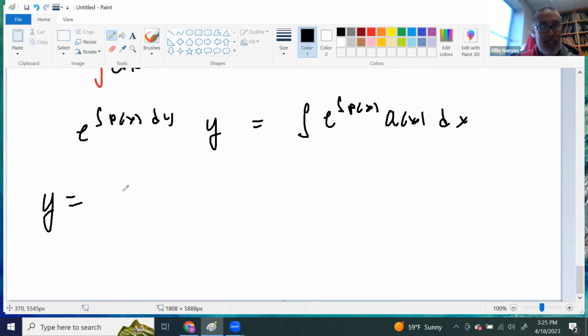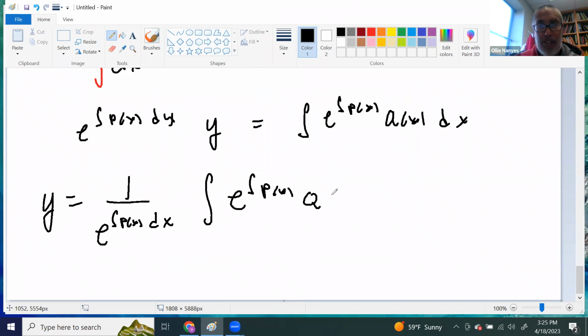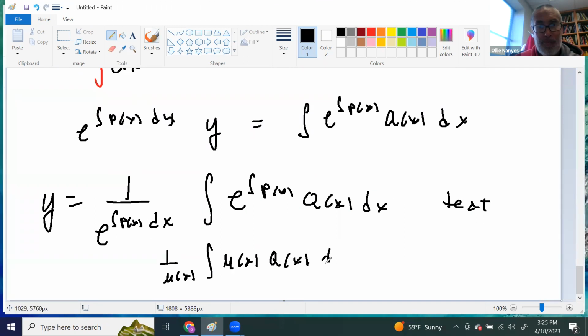So we have y is equal to 1 over, and I'm going to write it the way the textbook does, e to the integral of p of x dx, times the integral of e to the integral of p of x, q of x, dx, and then the text calls this u of x. And keeping in mind that when you multiply this thing by u of x, it has to be the whole thing. So when you resolve this integral and you get a plus c, you multiply that to get the plus c.